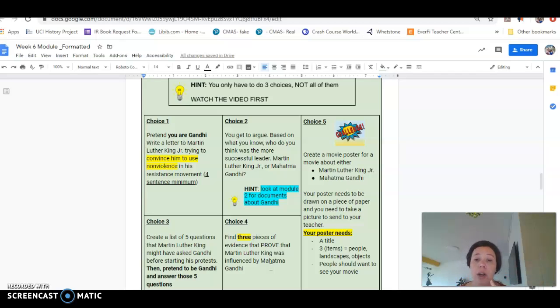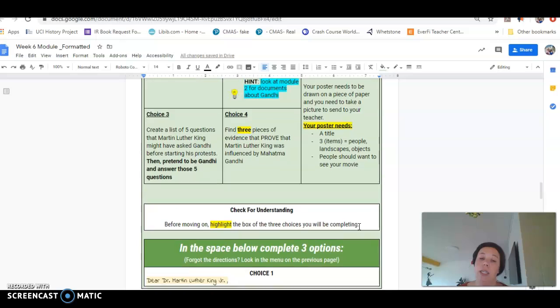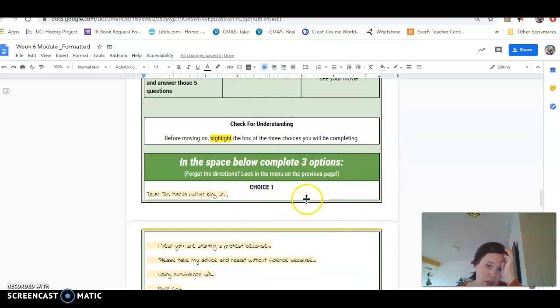Your poster needs to be drawn on a piece of paper and you need to take a picture of it and send it to me. It needs a title, 3 items, such as people, landscapes, objects, etc., and why people should want to see your movie. Make sure that you are picking 3. It just has to be 3, but they do all need to be done.